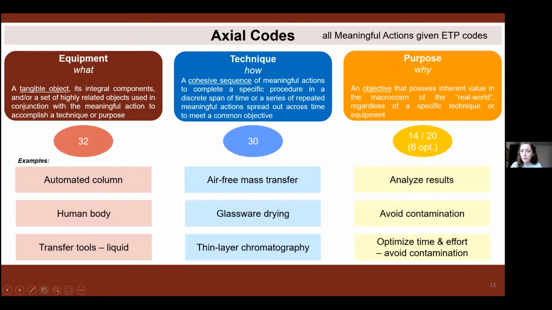Now 6 types of purposes actually had subcategories that I call optimized time and effort. So there were 6 categories of purposes where they spent a lot of time trying to save time. So they might be doing something to avoid contamination, and then they also employed a little trick to make it easier or faster to avoid contamination. So I classified that as its own category as well. These little tips and tricks to be efficient.